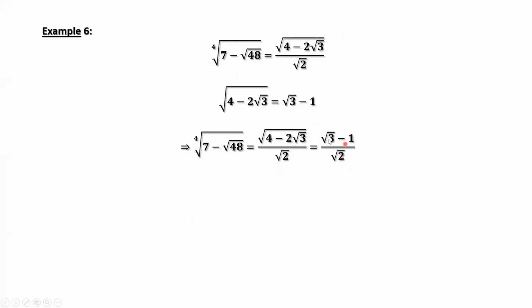We replace it. We have square root in the denominator. How to get rid of the square root? Both numerator and denominator times square root of 2. Then we have square root of 3 times square root of 2 is square root of 6, minus 1 times the square root of 2, that's square root of 2. Square root of 6 minus square root of 2 over 2 is the final answer.